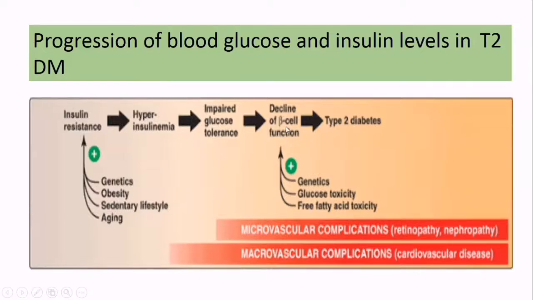So this decline in beta cell function can be due to genetic factors, glucose toxicity and free fatty acid toxicity. So this is the phase where microvascular complications like diabetic retinopathy and diabetic nephropathy develop, and the macrovascular complications like cardiovascular disease, such as heart attacks, will develop.